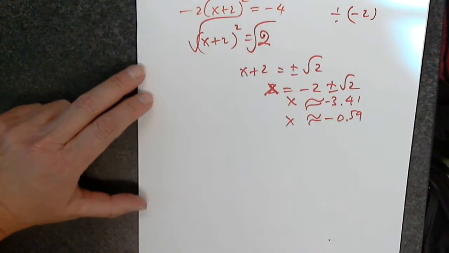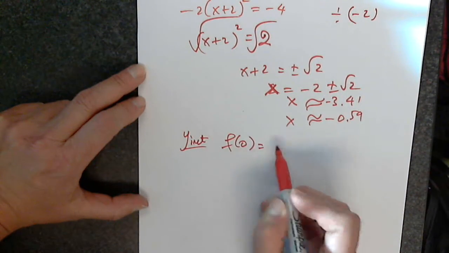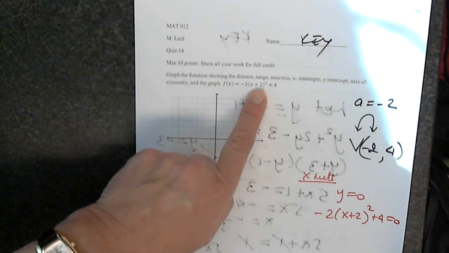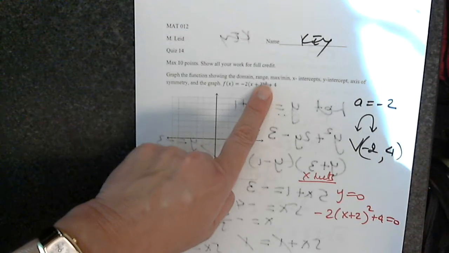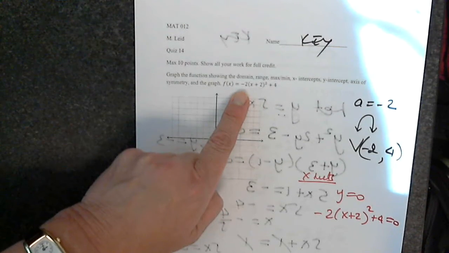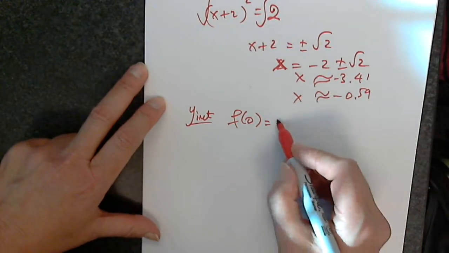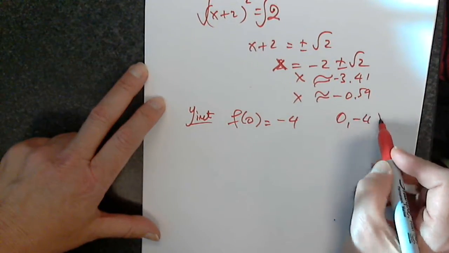What about the y-intercept? f of 0. Okay, so let's do this together. How much is 0 plus 2? How much is 2 squared? How much is 4 times -2? And how much is -8 plus 4? Excellent. So then I have 0, -4.